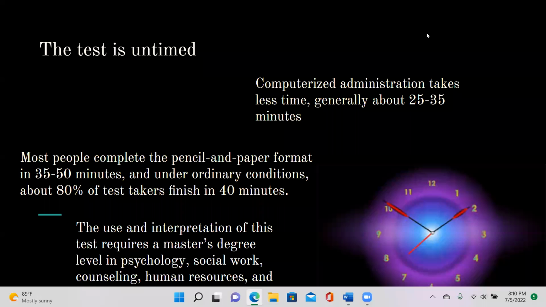The test itself is untimed. Computerized administration generally takes less time, about 25 to 35 minutes, while the pencil and paper format takes about 35 to 50 minutes. To interpret this test, it requires at least a master's degree level within psychology, social work, counseling, or human resources, along those lines.